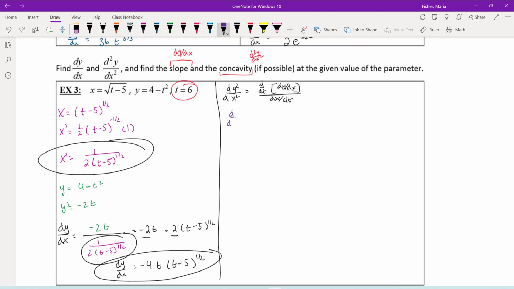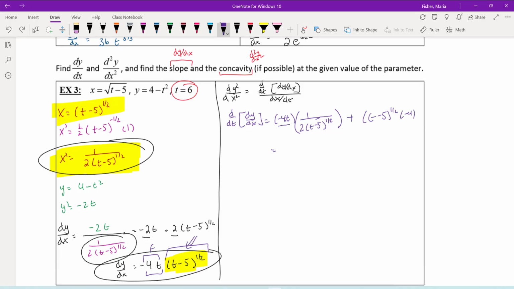The derivative with respect to t of dy/dx is going to equal, well, this here is a product, so I have to use the product rule. So it's going to be the first term here, which is that negative 4t, times the derivative of the second. Well, I already know what the derivative of (t minus 5) to the 1/2 is. I found that out right here, so I'm going to write that simplified form, and that is going to be 1 over 2 times (t minus 5) to the 1/2. So the first times the derivative of the second, plus the second, which is that (t minus 5) to the 1/2, times the derivative of the first, which is just negative 4.